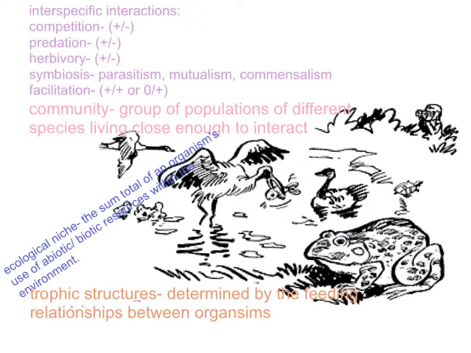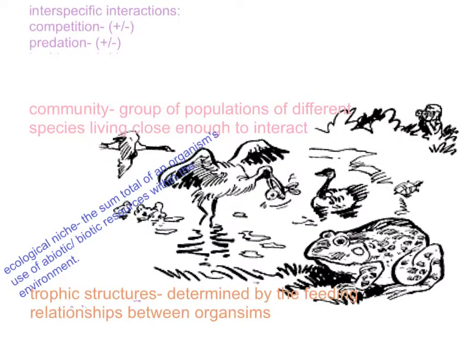We also have the ecological niche, and that is the sum total of an organism's use of abiotic and biotic resources within the environment. And we also have the trophic structures, and that's determined by the feeding relationships between the organisms. Now, what I don't have typed up on this slide, but I do in the previous one, is dominance. And with that being said, that is an overview of part of the ecology subject in bio.